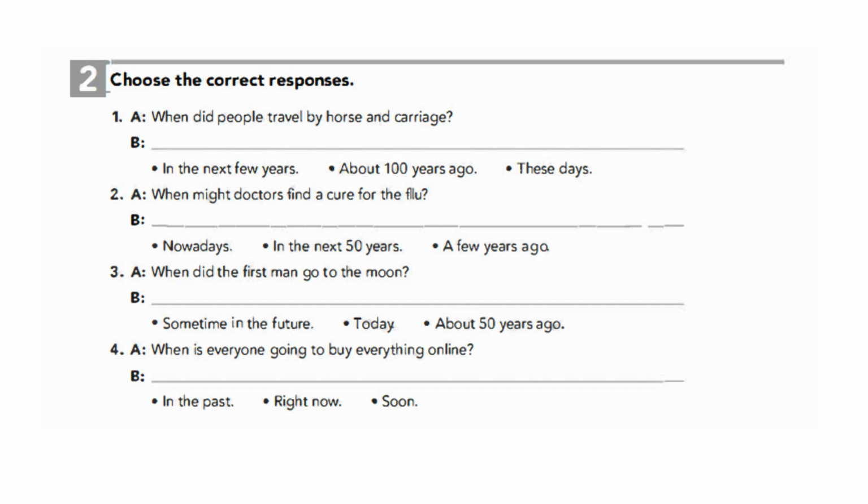When might doctors find a cure for the flu? Nowadays, in the next 50 years, a few years ago. Tell me, Giovanni. In the next 50 years. Excellent. Number three, when did the first man go to the moon?